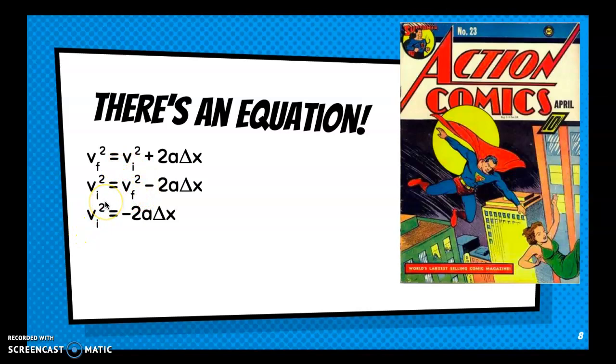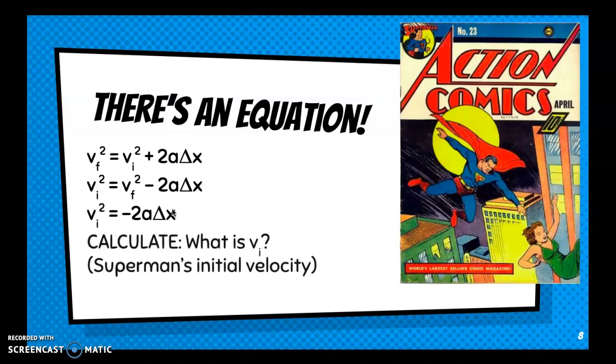So here's what we're left with. Vi squared, or initial velocity, how fast Superman is going the instant he leaves the ground, equals minus 2 times the acceleration of gravity times the change in elevation, or the height of that building in meters. Now, calculate. What is V sub I?